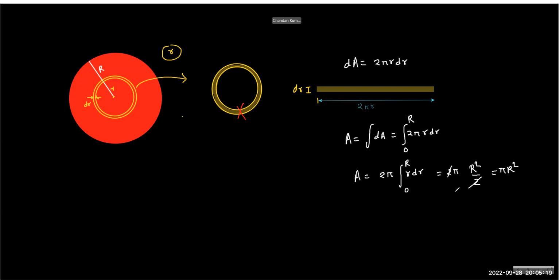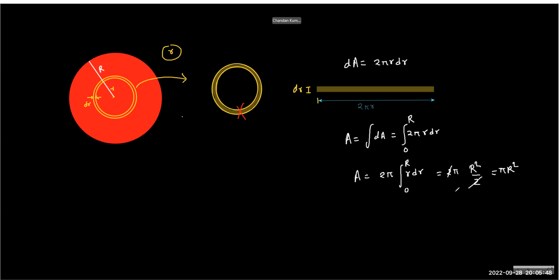Because if you don't take an element, will you be able to write the area first of all? No. The only area which we all know is which area? We all know the rectangle, only rectangle. The purpose of the element is that it should have a shape which can be expressed in mathematical terms.